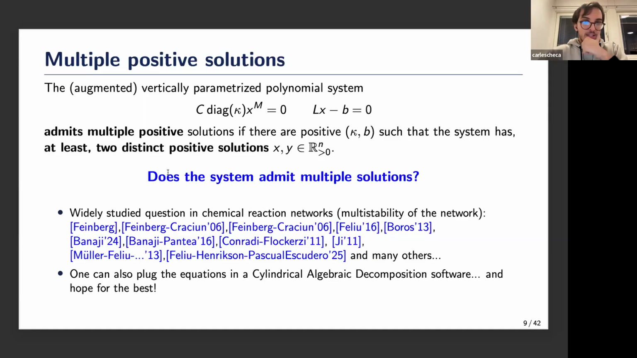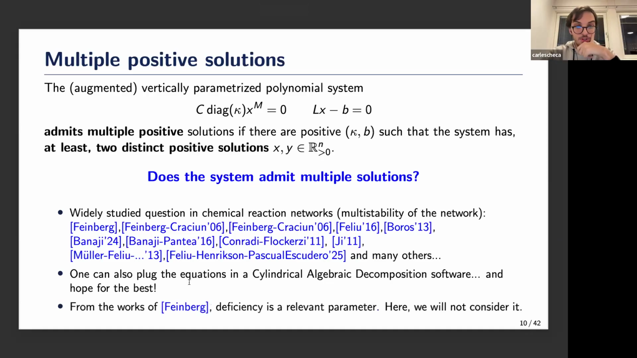So we'd like to rewrite the condition of admitting multiple positive solutions in different terms. Some of these works in reaction networks use a certain parameter called deficiency that we will not use here, but the key part of using deficiency, especially coming from the deficiency 1 algorithm, is reducing, in some cases, the system to a system of linear equalities and inequalities, which is much more convenient than directly using cylindrical algebraic decomposition, which relies on highly costly computation.